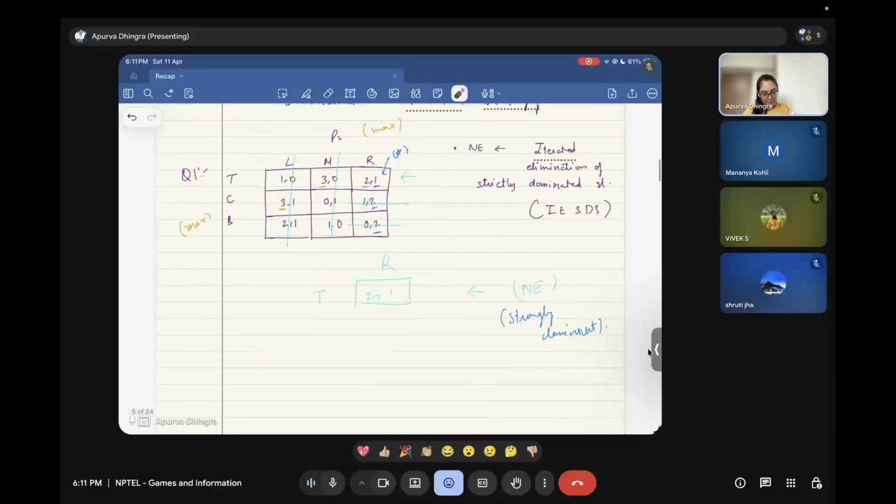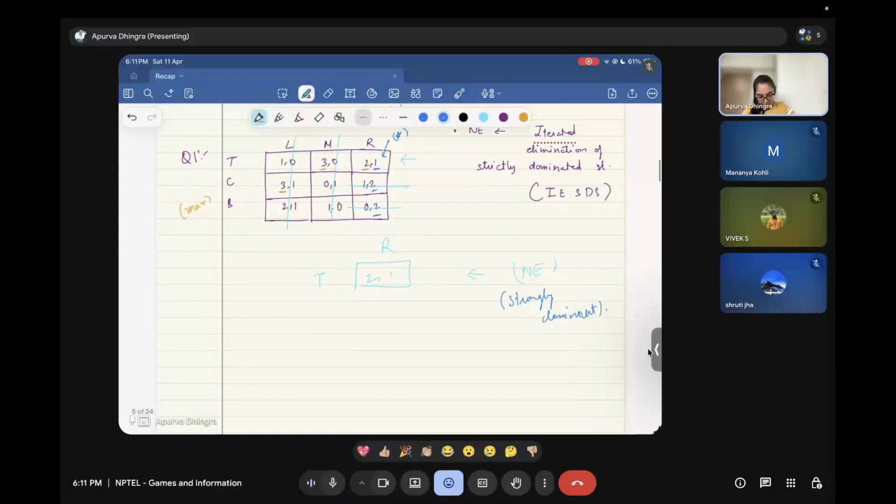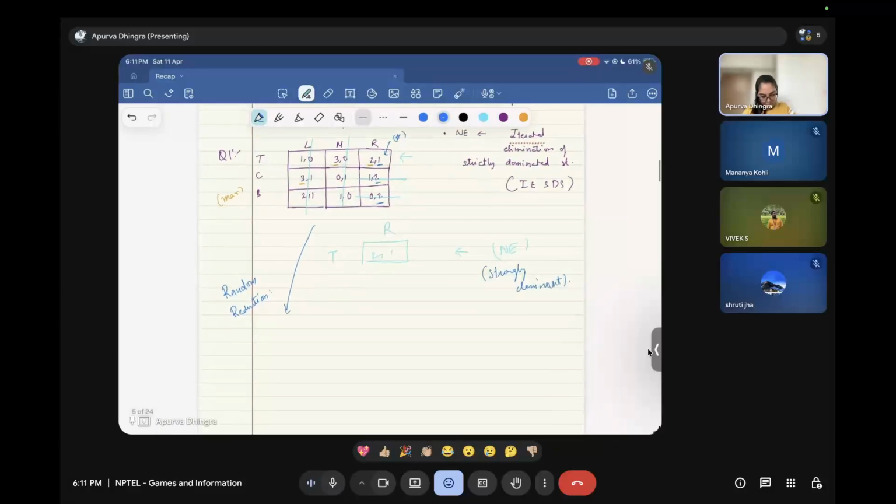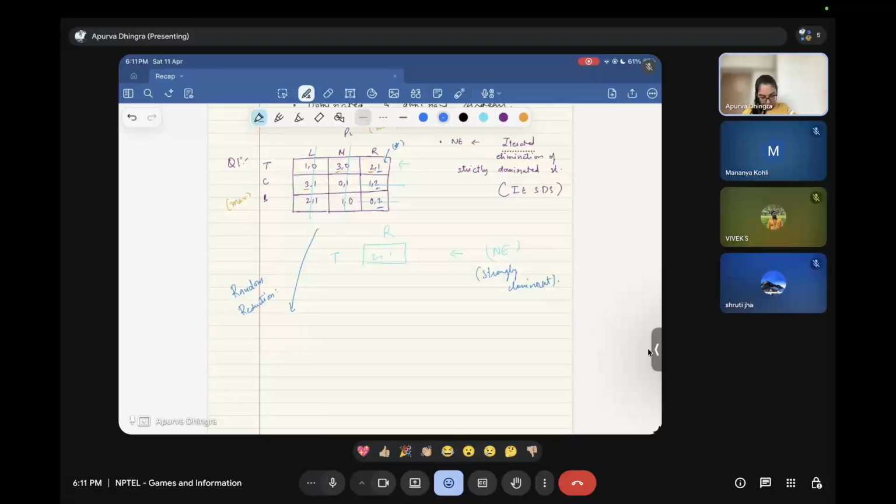Meaning, if I randomly reduce it, a random reduction without any logic, say I want to keep T and R, and let me just keep L and C. So this becomes 1 comma 3, 2 comma 1, 3 comma 1, and 1 comma 2.